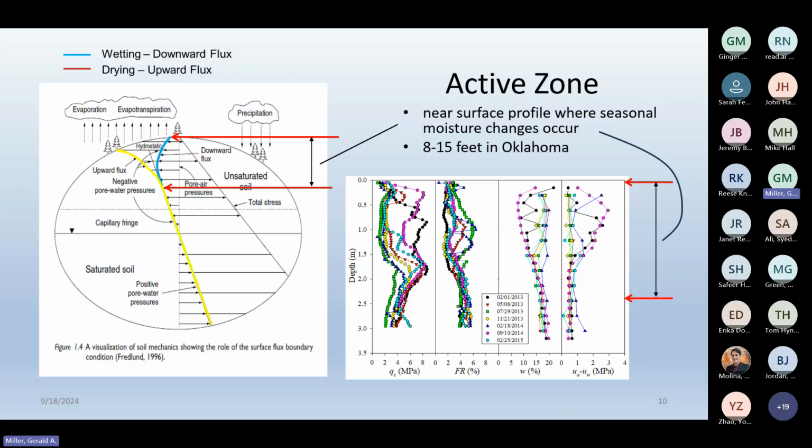You'll notice in my data there, it looks like the active zone may be around 2.5 meters, which is probably close to 8 feet or something like that. But it can be deeper depending on what kind of weather conditions we're in. So when we analyze the changes in soil behavior in the unsaturated zone, we are looking at that active zone to try to figure out where these changes are going to occur.